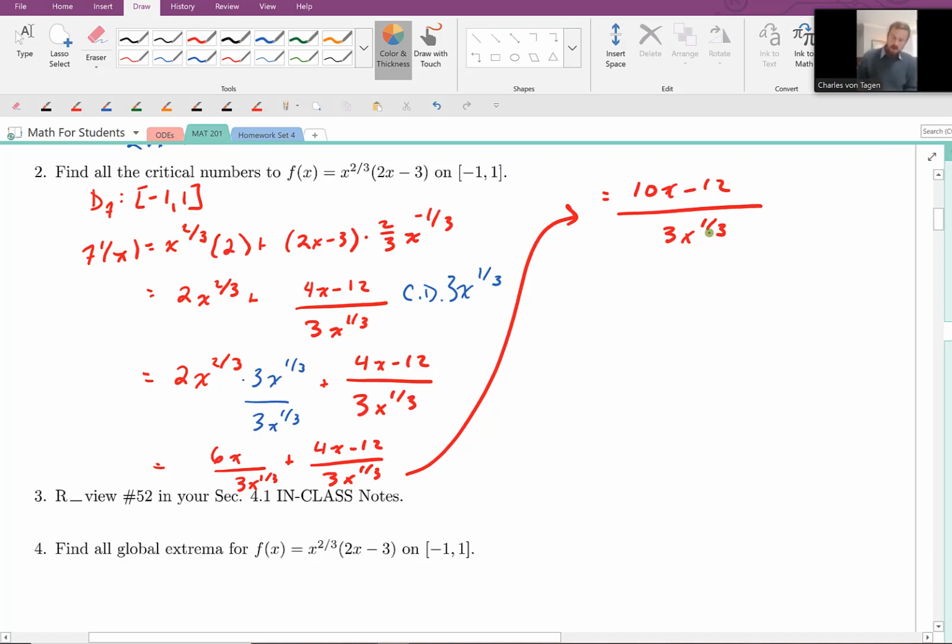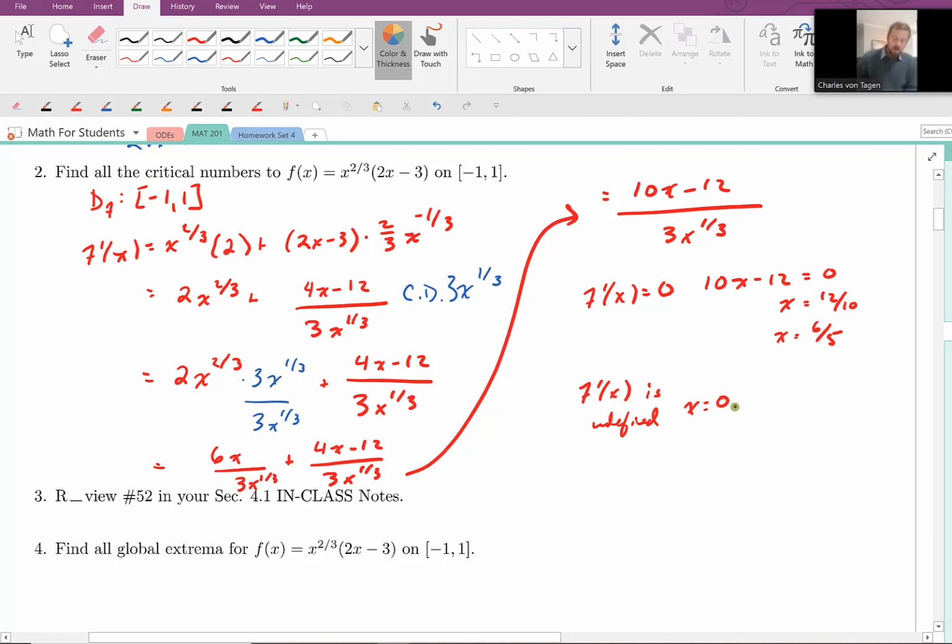So we now ask the question, where is the first derivative either 0 or undefined? Well, for f prime of x to equal 0, that would require 10x minus 12, the numerator of this fraction, to equal 0, which would happen when x is equal to 12/10 or when x is equal to 6/5. And where is the first derivative undefined? Well, it's undefined at x equals 0.